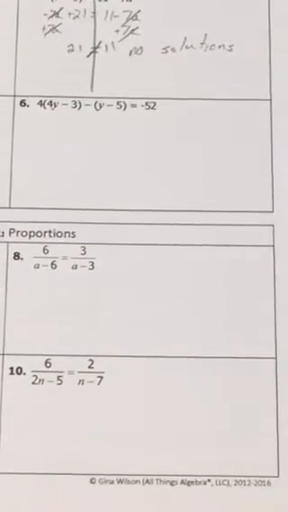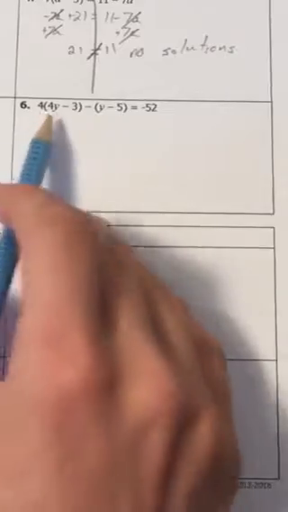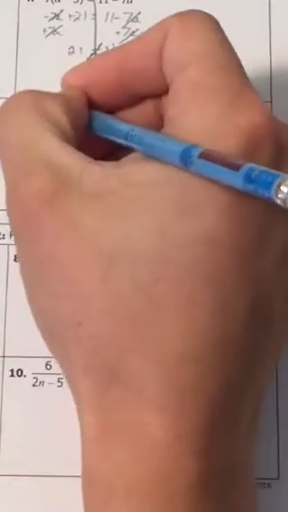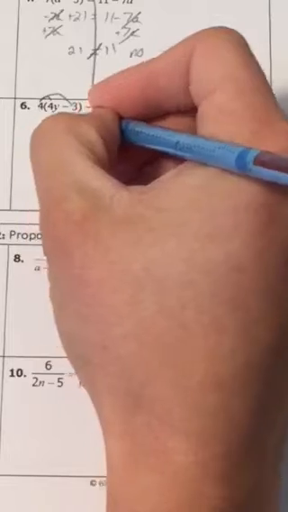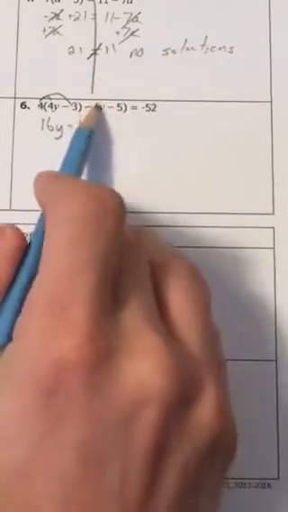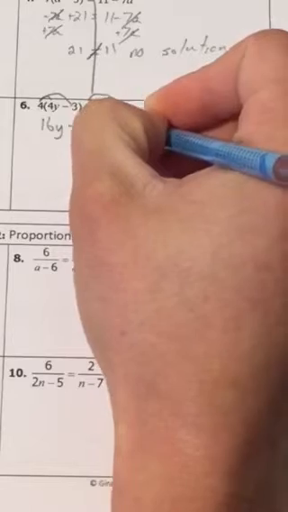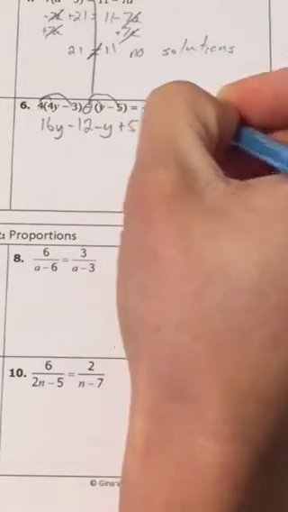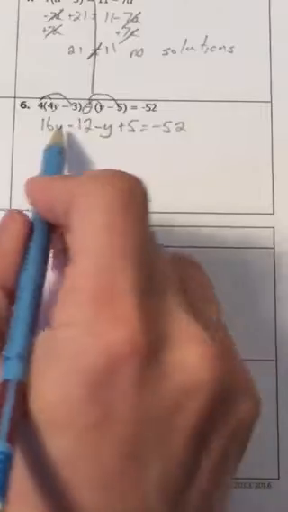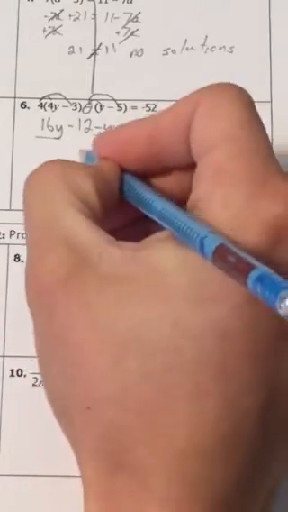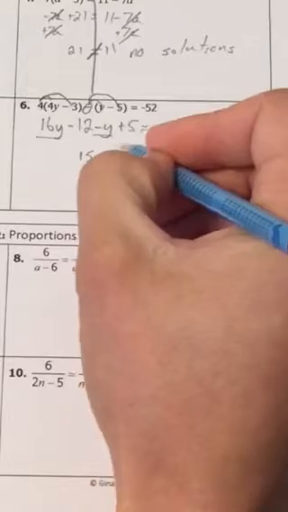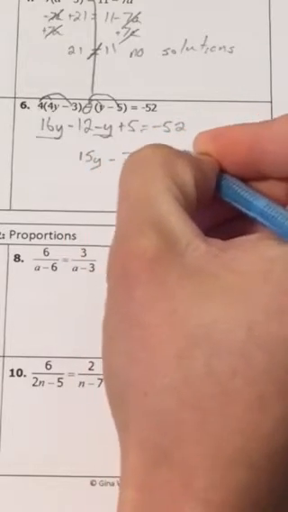Okay, next one. Distribute my parentheses, so 4 times 4y, and I'm just multiplying the numbers. 4 times 4 is 16, and make sure you have the y afterward. And then 4 times negative 3 is negative 12. That negative is what's going to be distributed into this parentheses, so negative y, positive 5, so minus y plus 5 equals negative 52. Okay, so I'm going to combine my like terms. I have 16y minus y, so that's 15y. Negative 12 and 5 is negative 7, or minus 7, equals negative 52.